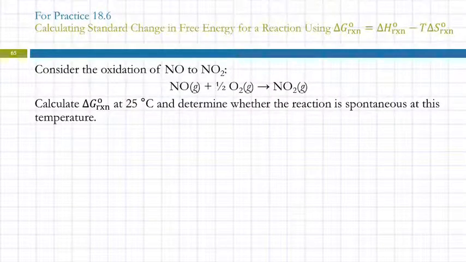So let's do an example of this. Consider the oxidation of nitrogen monoxide to nitrogen dioxide. Calculate the standard change in free energy for this reaction at 25 degrees Celsius. Determine whether the reaction is spontaneous at this temperature.